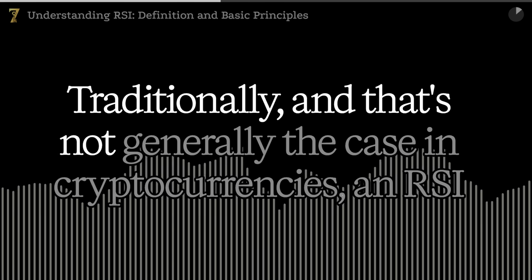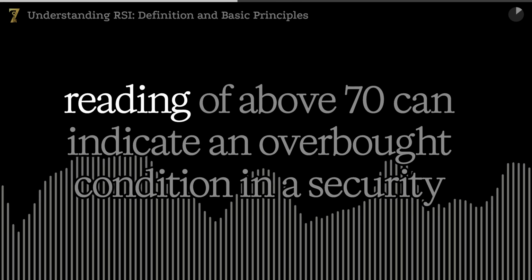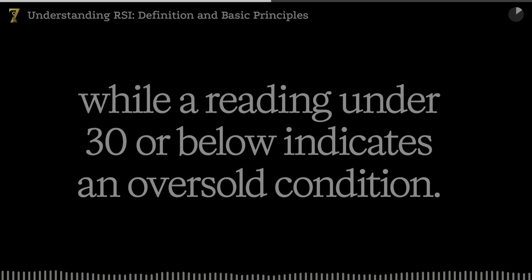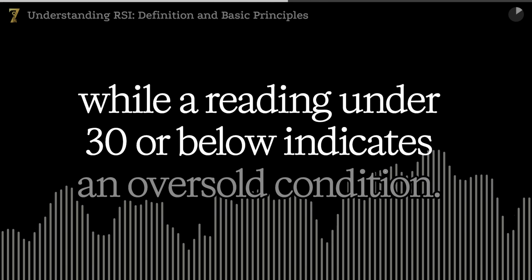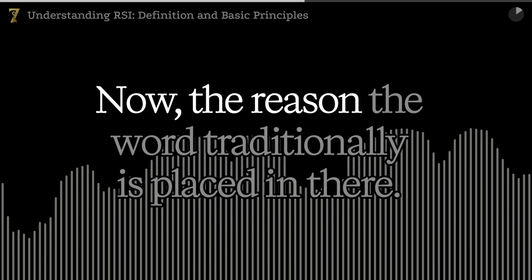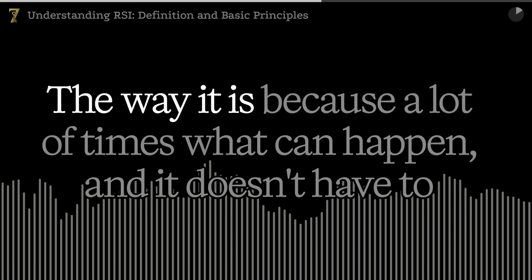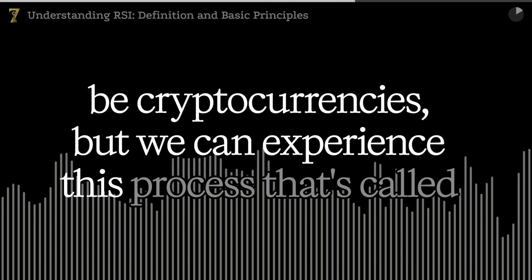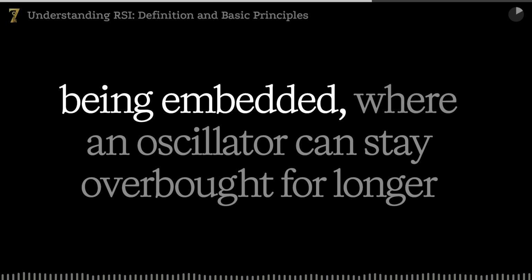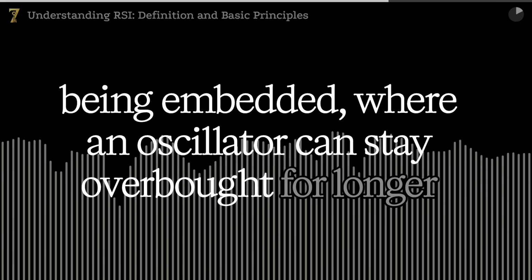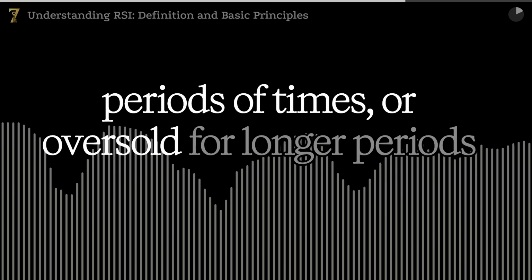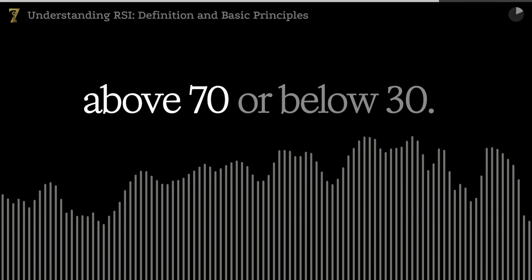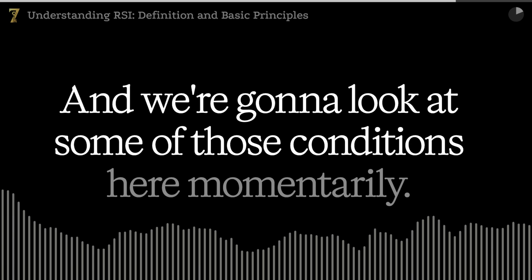Traditionally, and that's not generally the case in cryptocurrencies, an RSI reading of above 70 can indicate an overbought condition in a security, while a reading of 30 or below indicates an oversold condition. Now, the reason the word traditionally is placed in there is because a lot of times, and it doesn't have to be cryptocurrencies, we can experience a process called being embedded, where an oscillator can stay overbought or oversold for longer periods of time in spite of the indicator itself being above 70 or below 30. And we're going to look at some of those conditions momentarily.